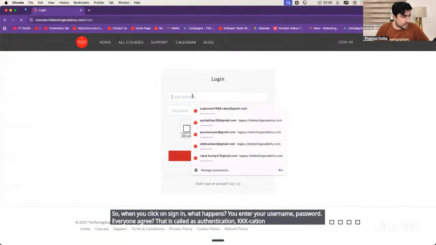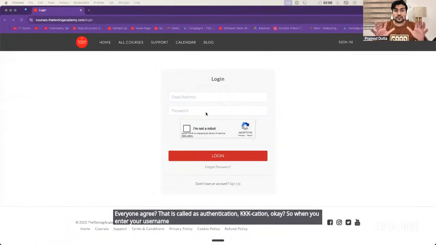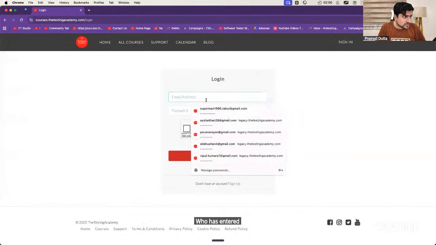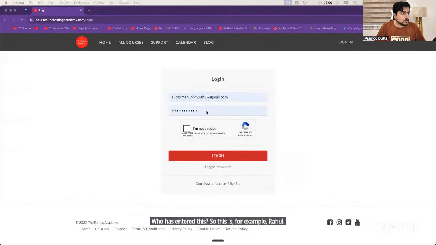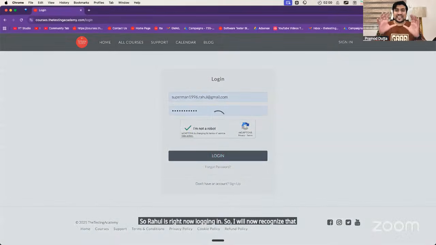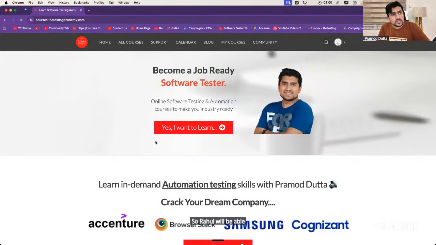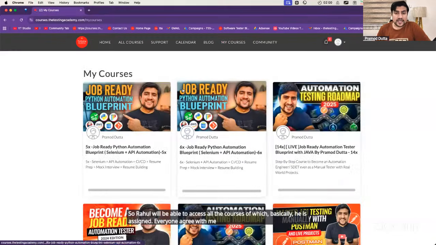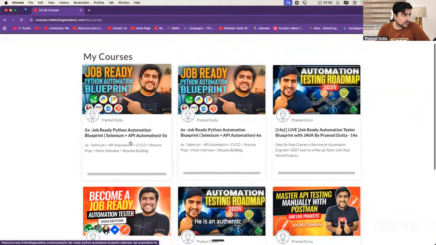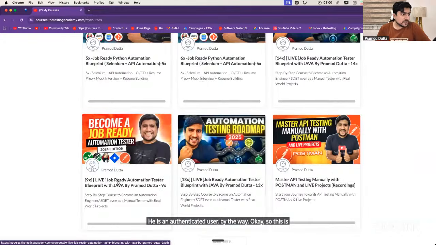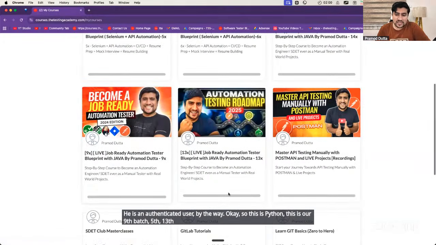So when you enter your username, password, I will recognize who has entered. For example, this is Rahul. Rahul is right now logging in, so I will recognize that he is an authenticated user. Rahul will be able to access all the courses which he is assigned. Everyone agree with me? Give me yes in the chat. He is an authenticated user, by the way. So this is Python, this is our 13th batch, and he has access to that.